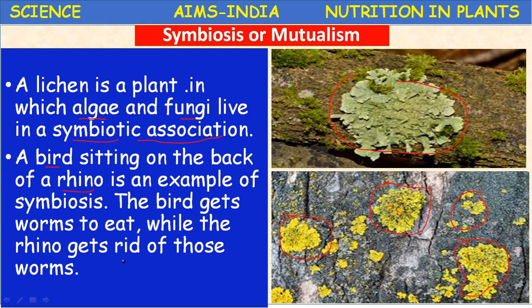So the plant provides shelter and nutrients to the bacteria, and the bacteria provide nitrogen, an important nutrient for the synthesis of proteins in the plant. Such kind of association is called mutualism or symbiosis. Here, what examples have we studied? One is lichen, another is rhino and bird, another is the groundnut plant.